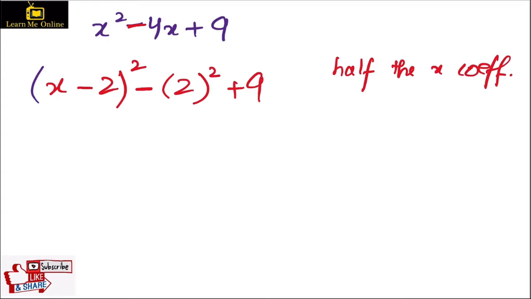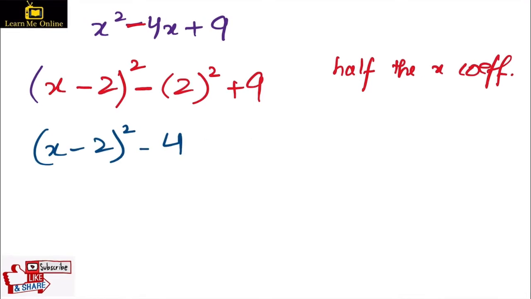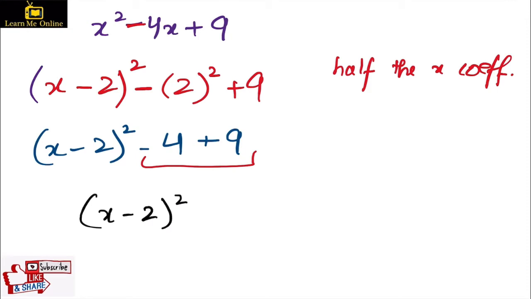We do the little simplification step after. So we'll keep (x minus 2) squared minus. When you do the square of this 2, it would be minus 4 and then plus 9. You do the simplification between these two terms, which is minus 4 plus 9, and you'll have a final step, which is (x minus 2) whole squared. When you do minus 4 plus 9, it would be plus 5. So this is the factorization of x squared minus 4x plus 9.